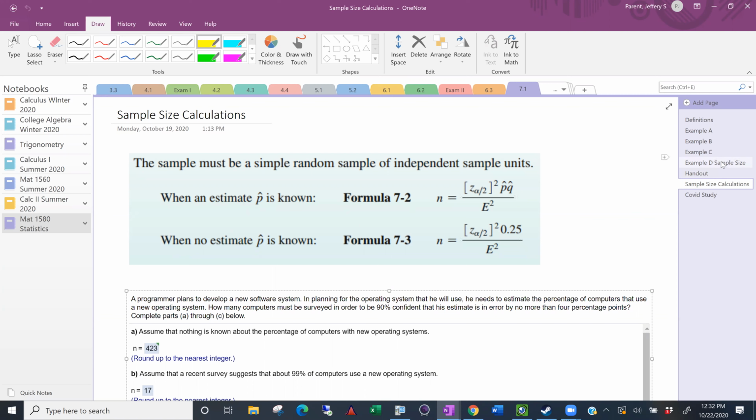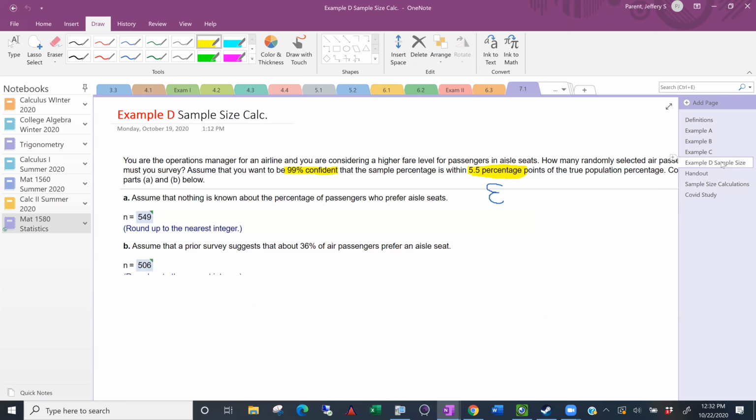So let's look at example D here. It says, you're the operations manager for an airline. You're considering a higher fare level with passengers in aisle seats. I'm thinking that it's not a good idea to do in the current climate of travel, but how many randomly selected air passengers must you survey? Assume that you want to be 99% confident. So let's write this down. This is example D.